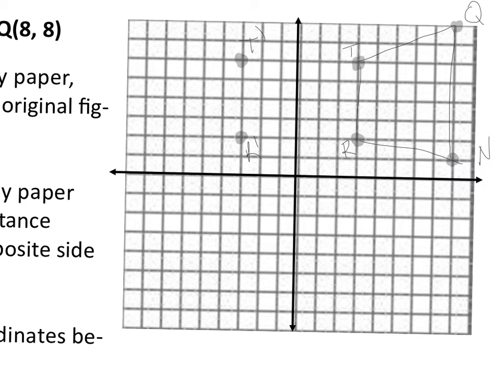For point N, we notice we are 1, 2, 3, 4, 5, 6, 7, 8 spaces away from the y-axis on the right. So we go 8 spaces away from the y-axis on the left. And for point Q, we notice we are 8 spaces away from the y-axis on the right. And we go 8 spaces away from the y-axis on the left. We use our straight edge to connect our figures. And now we have our pre-image and our image.